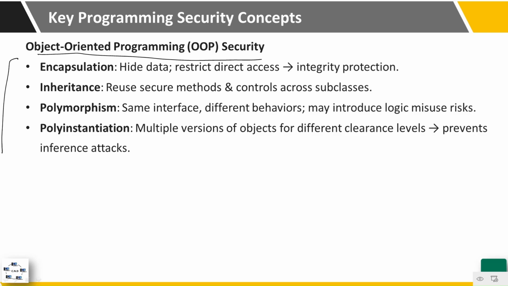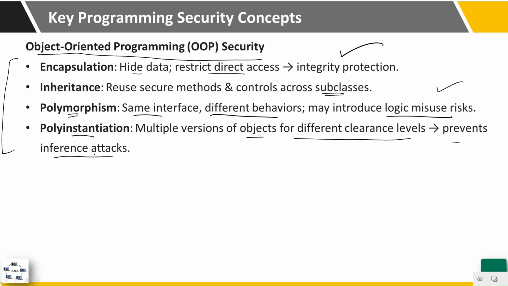Then we have OOP security, or object-oriented programming security. So in OOP we have encapsulation, which hides data and restricts direct access to data, which results in integrity protection of data; inheritance, which reuses the secure methods and controls across subclasses. Then we have polymorphism, which uses the same interface but has different behavior, and it may introduce logic misuse risk. Polyinstantiation has multiple versions of objects for different clearance levels, and this prevents inference attacks.